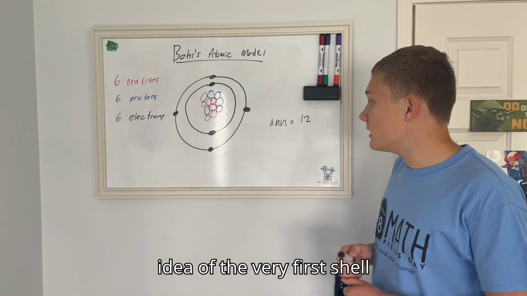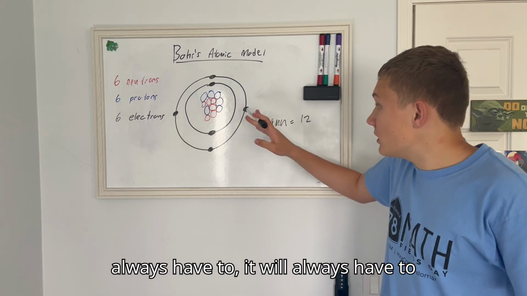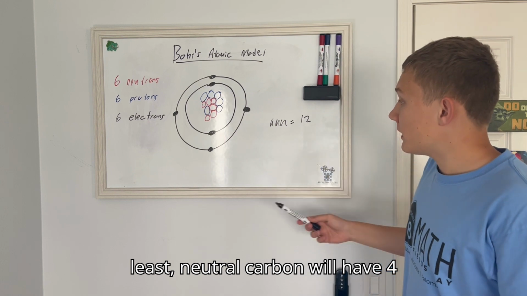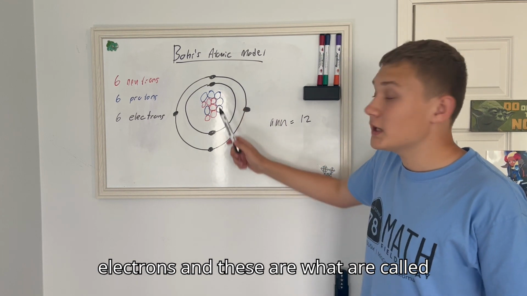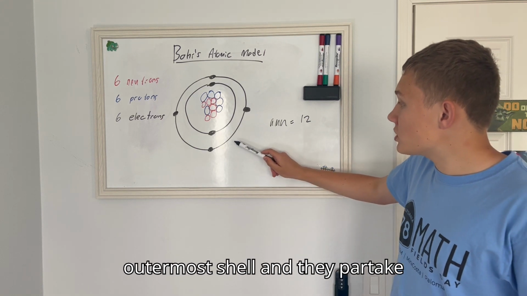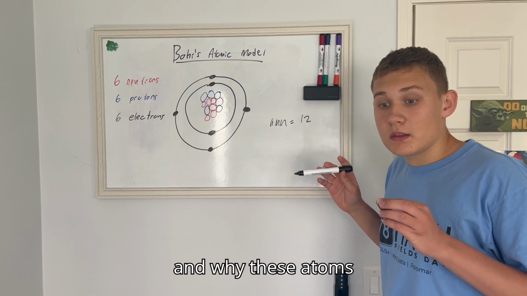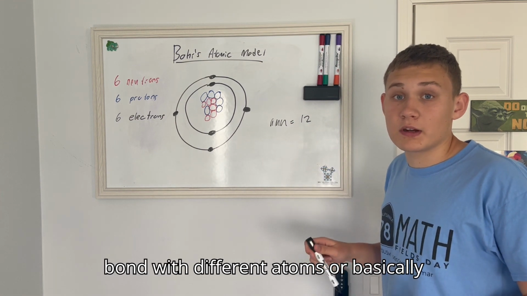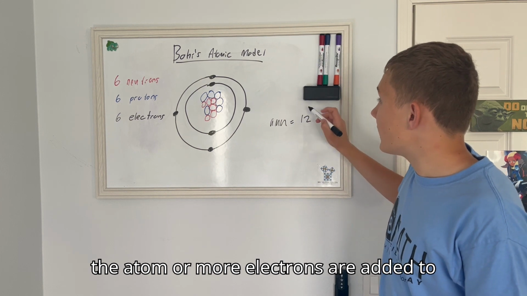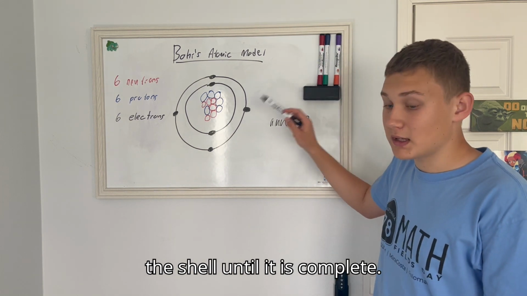And going back to the shell idea, the very first shell will always have 2. And the second shell, for neutral carbon at least, will have 4 electrons. These are called valence electrons, because they're in the outermost shell and they partake in why atoms bond with different atoms, where basically electrons are either taken away from the atom or more electrons are added to the shell until it is complete.